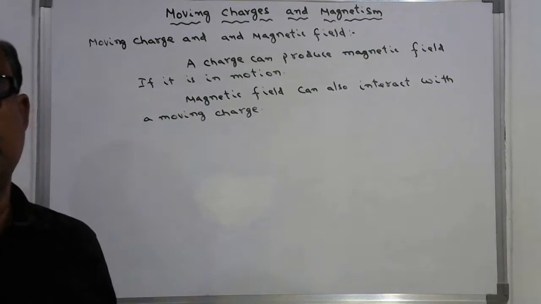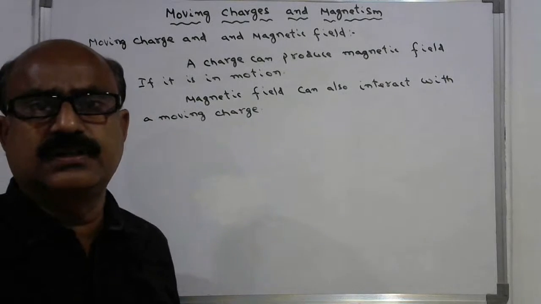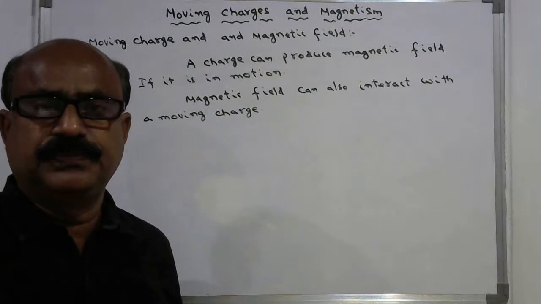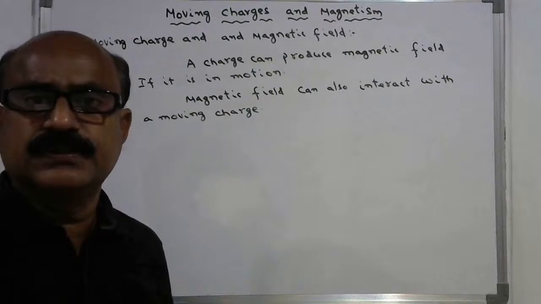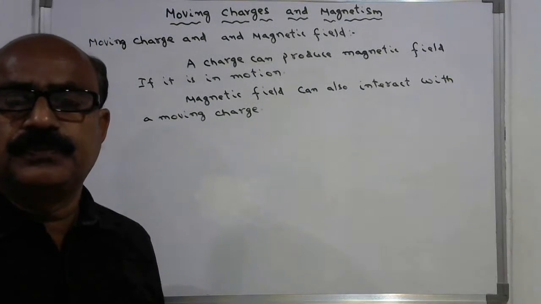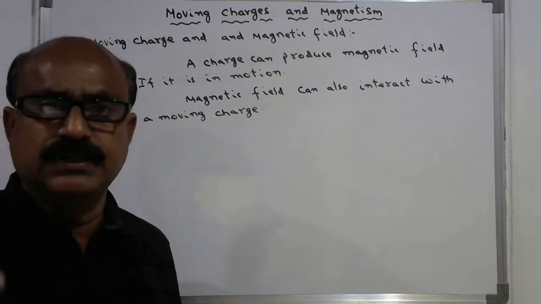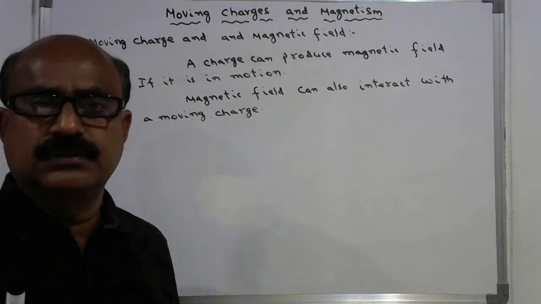Say, moving charge and magnetic field. A charge can produce a magnetic field if it is in motion. So, if a charge is moving, it produces a magnetic field, like a spinning electron. A spinning electron produces a magnetic field, a dipole.